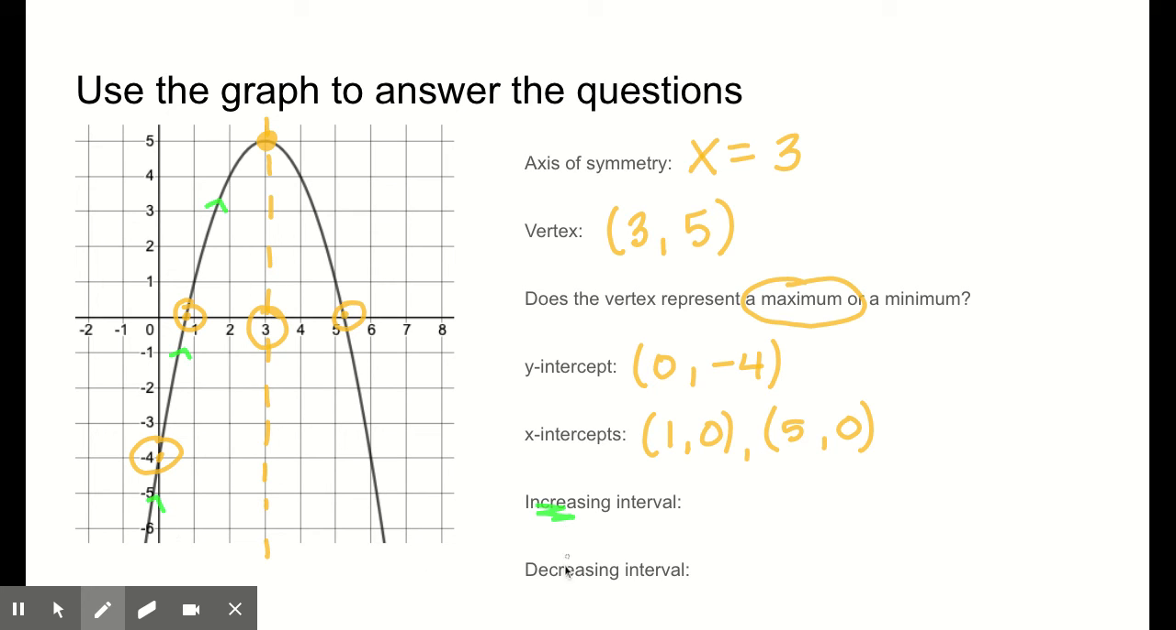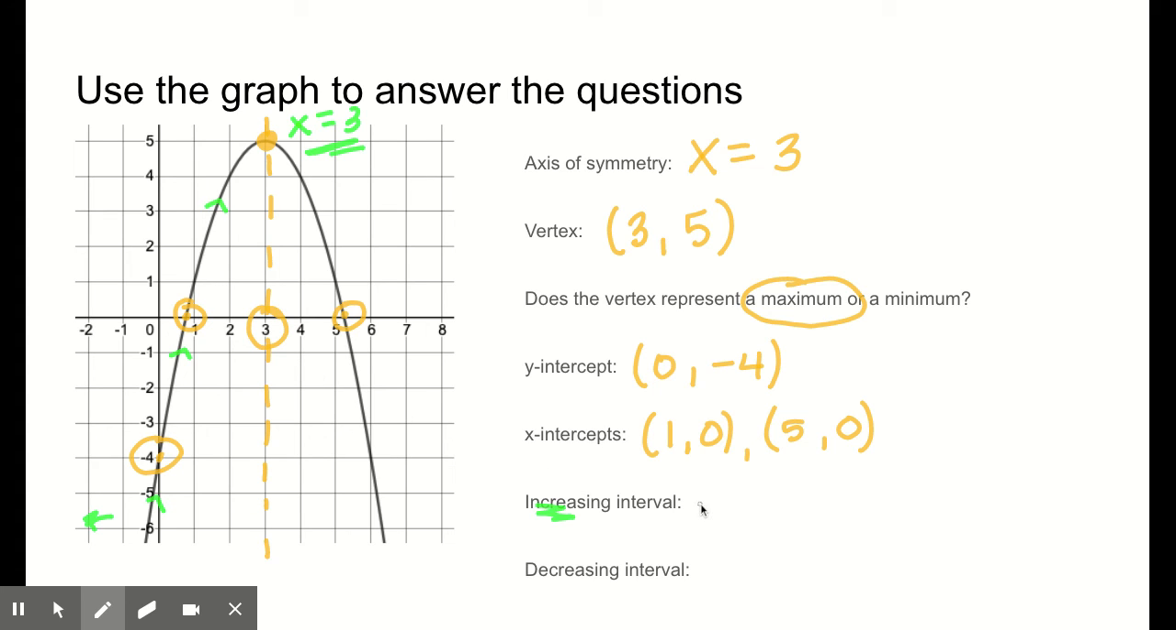We read the increasing and decreasing intervals both from left to right. So the left side of our graph is going all the way to negative infinity. And as our graph moves to the right, it's increasing all the way to the axis of symmetry, which is x equals 3. Make sure that you are always using the x value. We are not concerned about the fact that it goes all the way up to 5 for y, but we are concerned that it stops increasing where x equals 3. And that's the number we use in our interval.